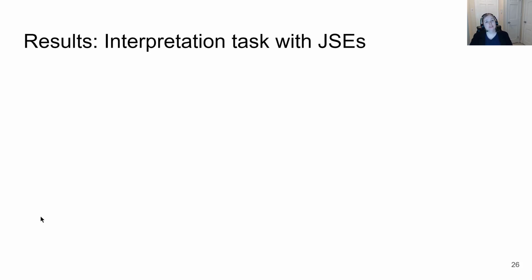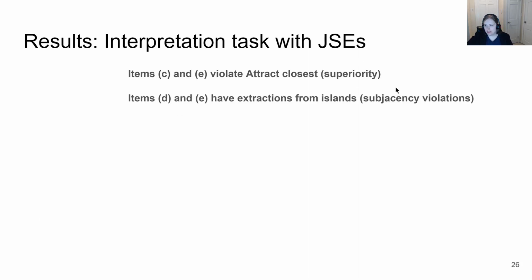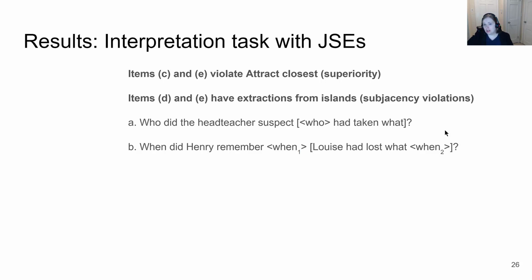Okay, now let's look at the results from this. In order to do so, we have to look at the 5 items. We'll refer to these little keys in a second, but let me read the sentences to you, questions to you. Who did the teacher suspect had taken what? And when did Henry remember when Louise had lost what?